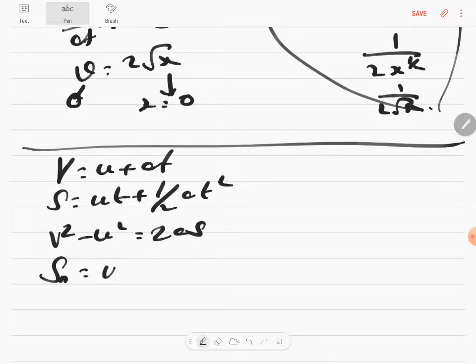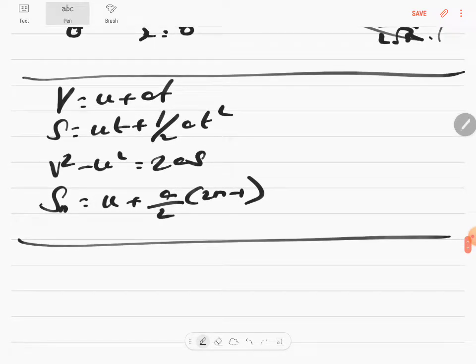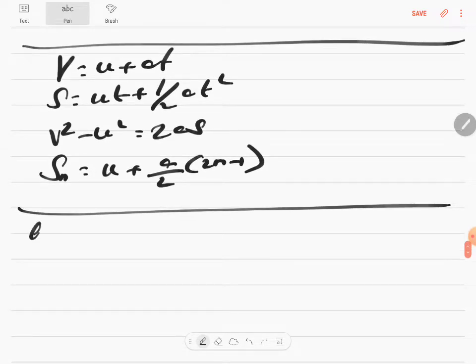That formula is u plus a by 2 into 2n minus 1. These are the 4 equations of kinematics. Okay, so you have to prove these formulas using the graphical method. They will ask you this question in school: graphical method of proving kinematic equations.